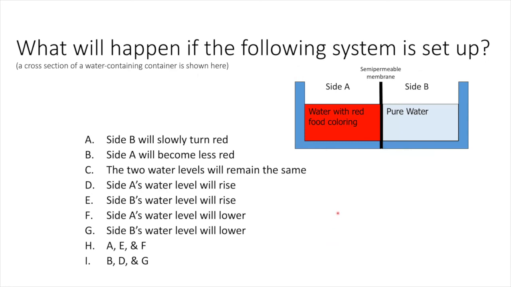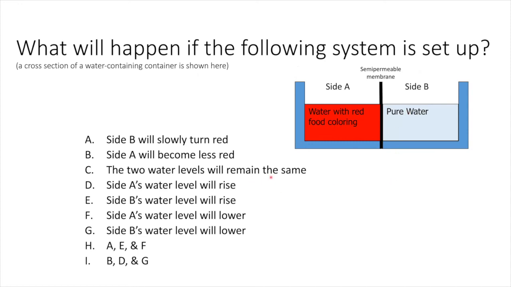All right, so since we've got the chat box, hopefully you guys can see your chat box. I want you to think about this question, and this will be it for today. We'll call it a day. So let's say that we have this situation right here. We have a semi-permeable membrane in this container, and on one side we've got water with red food coloring, and on the other side we have pure water.